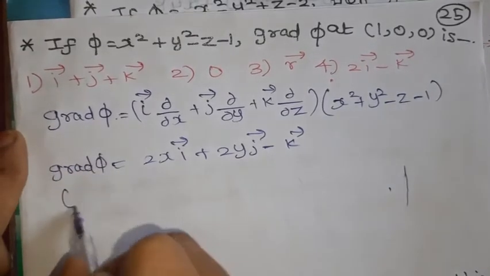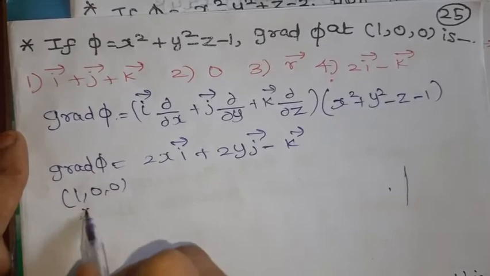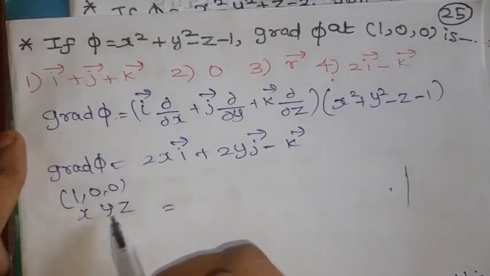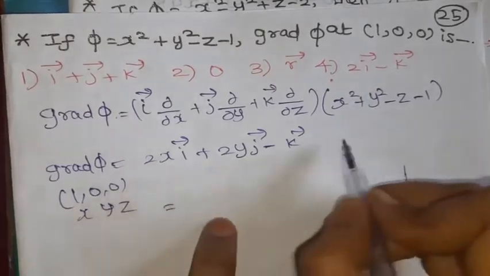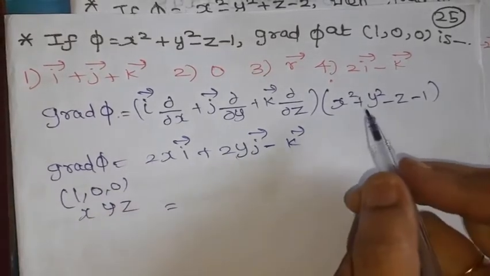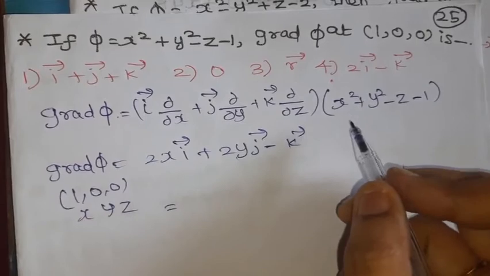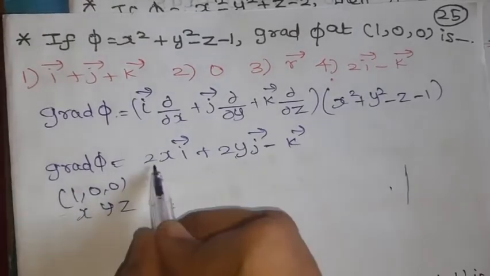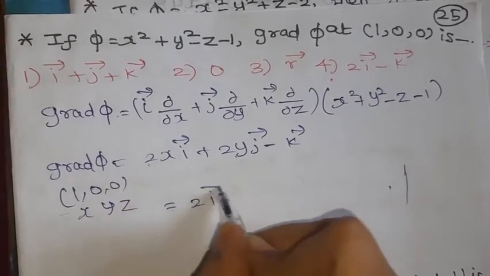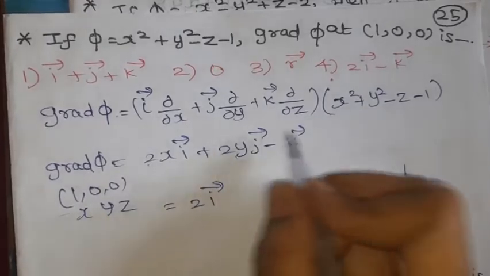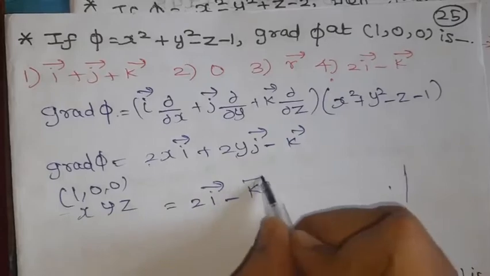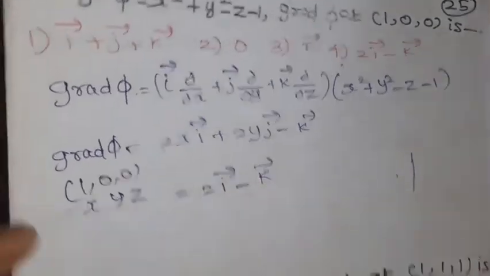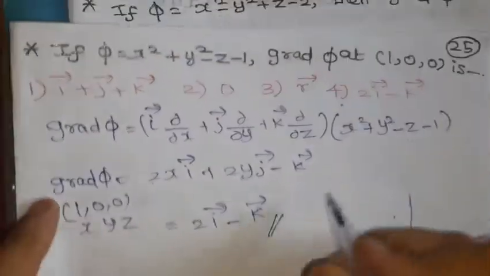Grad phi at the given point 1, 0, 0. So substitute these values for x, y, z. y and z are 0, so those terms become 0. So 2 into 1 is 2i, 2 into 0 means no j term, and this is simply the k term, since there is no z. So 2i minus k vector is grad phi, option 4.